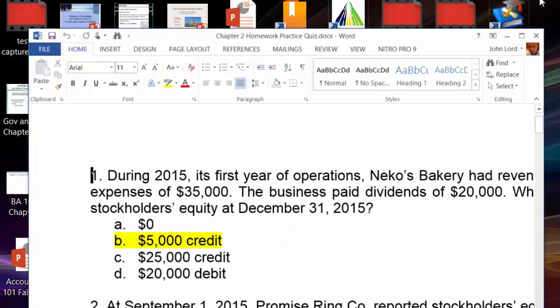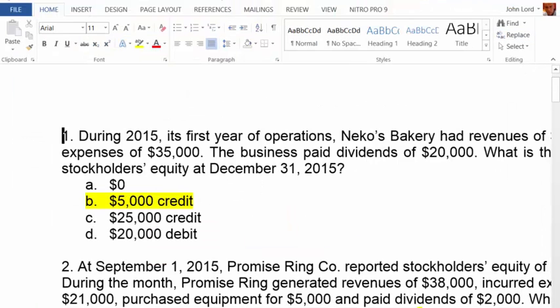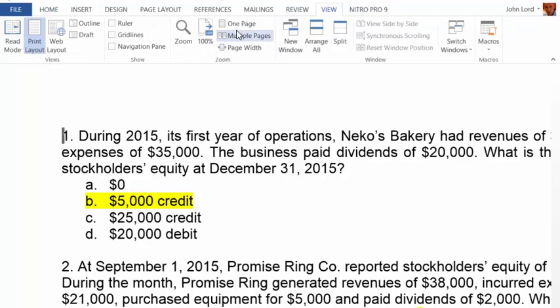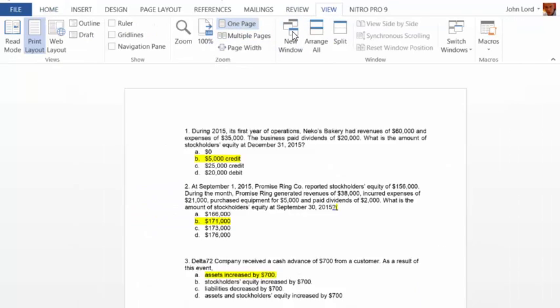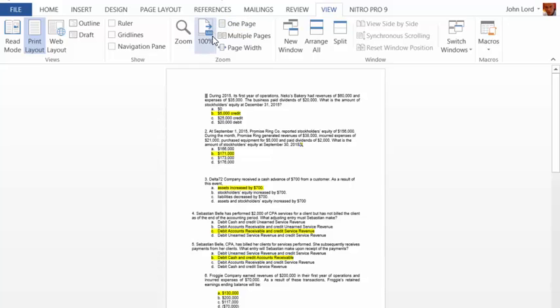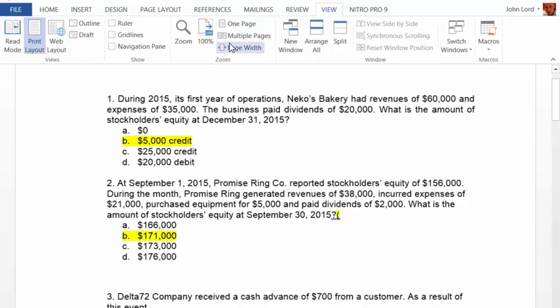Maybe if I close Connect now, we're done with that. View. What do you think? One page? No, that's too small. Page width? Yeah, okay. You can see that okay, right? Yep. Okay, good. All right, so let's go ahead and take a look at this question. And let me see if I can get the pen up.